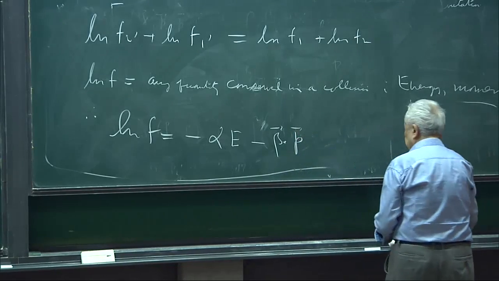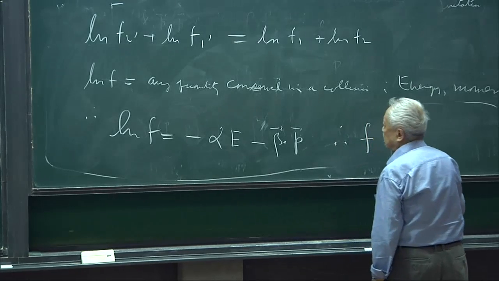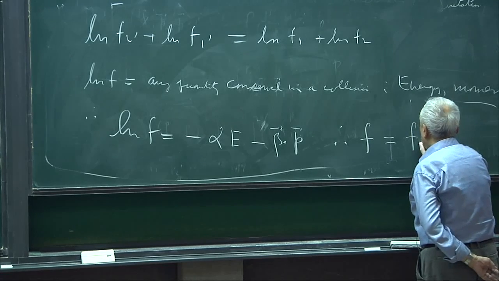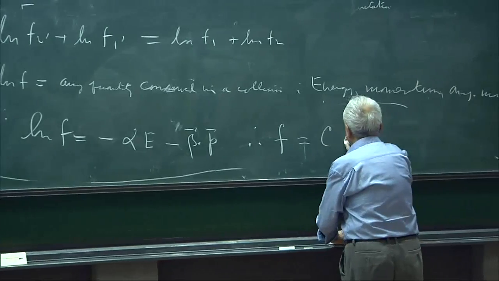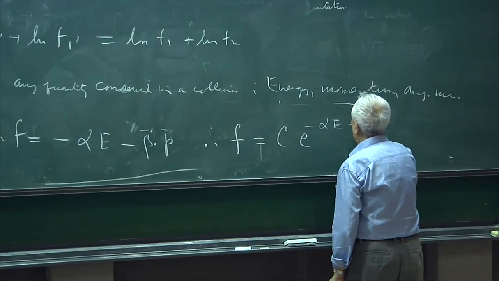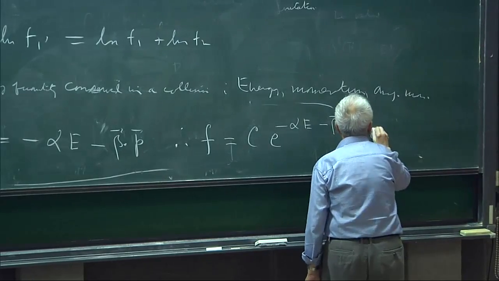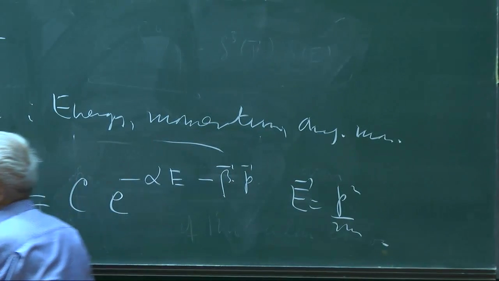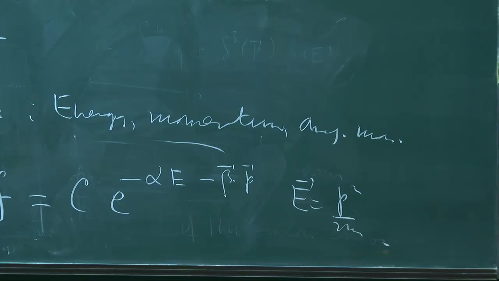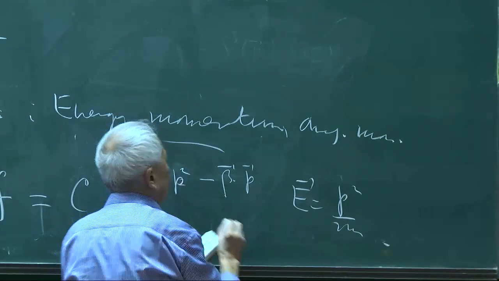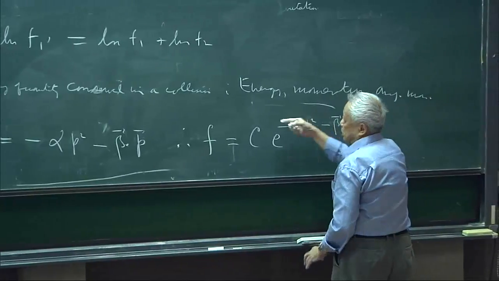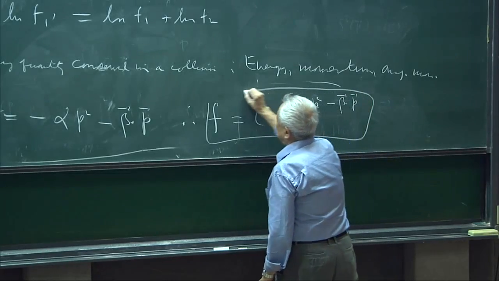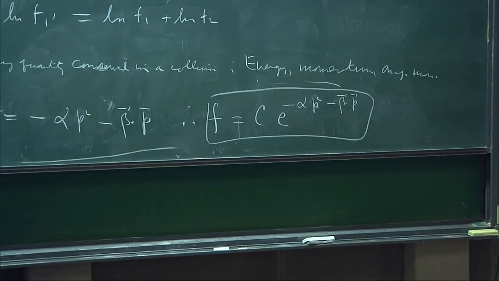Therefore, the equilibrium distribution function is of the form f is equal to some constant times exponential of minus alpha e minus beta dot p, where e is p squared over 2m. In fact, why don't we just call it alpha p squared to save the 2m, because energy is p squared and you can absorb the term into alpha. So this is the most general form of the distribution function. Now we have to determine what alpha and beta are.